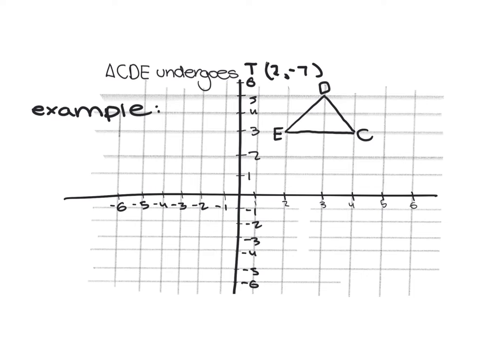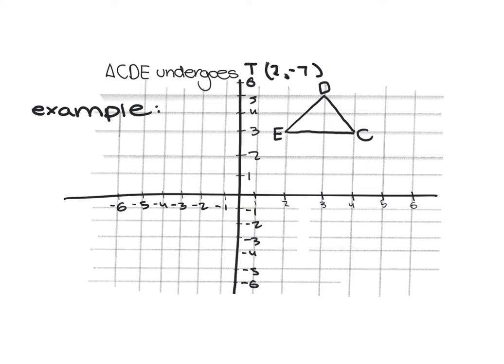I will be using this example, and we are given that triangle CDE undergoes T(2, -7), in which T is a notation for translation, and the coordinates describe how we are moving. +2 on the x-axis, in other words 2 to the right, and -7 on the y-axis, or down 7. Looking at the coordinates, each x-coordinate will increase by 2, and each y-coordinate will decrease by 7.